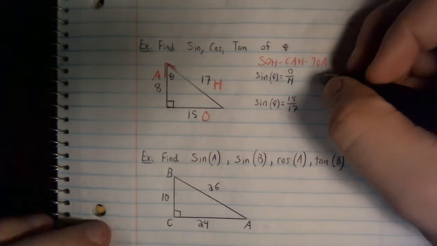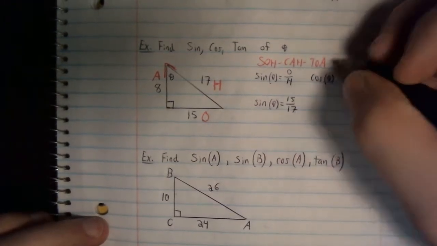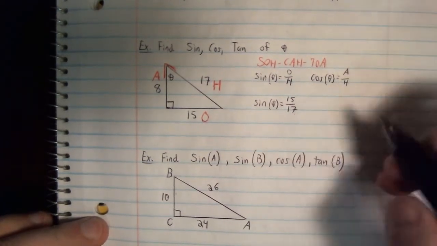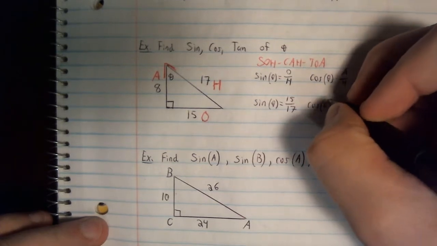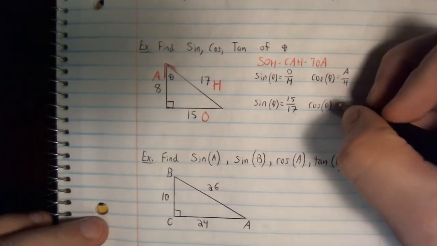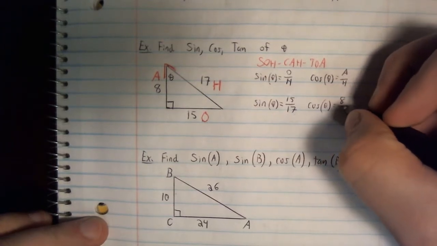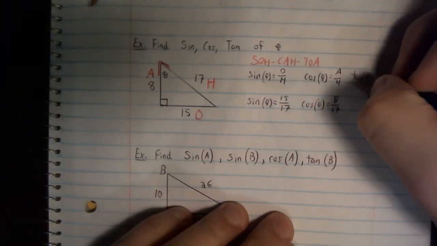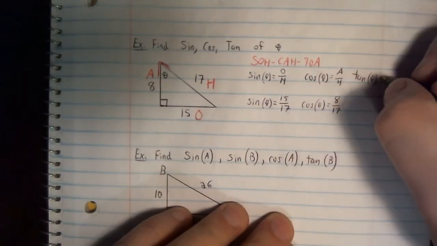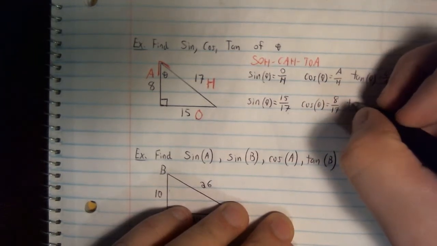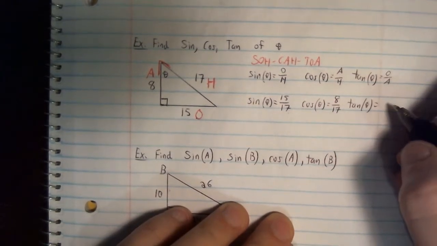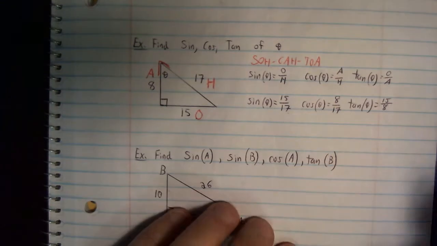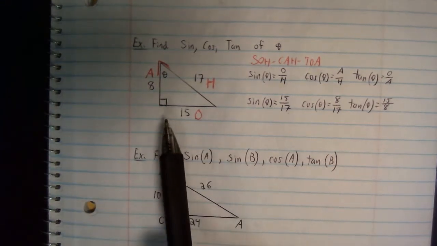Cosine from theta, same idea. We already know that cosine is adjacent over hypotenuse. And all I have to do is replace the values of A, which is 8, and hypotenuse, which is 17. So 8 over 17. And lastly, we have tangent. Tan of an angle is opposite over adjacent. So tangent is equal to opposite, which is 15, over adjacent, which is 8. Again, we're always referencing from theta.